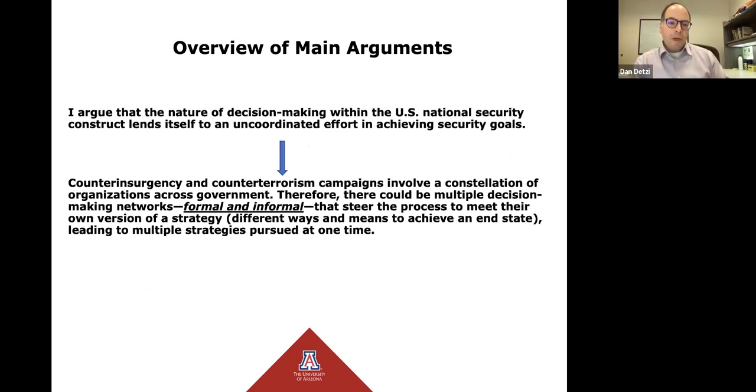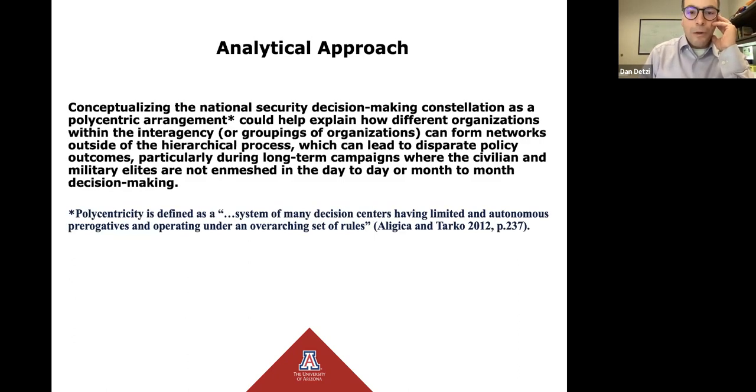So my main argument here is that the nature of decision-making within the US national security construct lends itself to uncoordinated effort in achieving security goals. And I kind of already talked to that, but especially looking at this in this format, conceptualizing national security, this big constellation, as a polycentric arrangement. As I noted, I have this polycentricity definition at the bottom coming from Alajica and Torco.